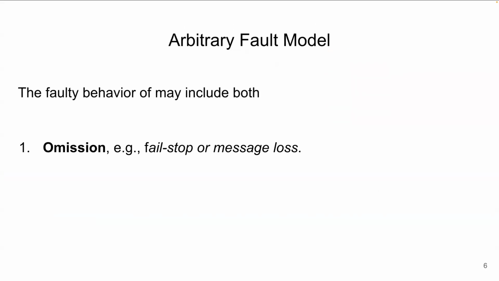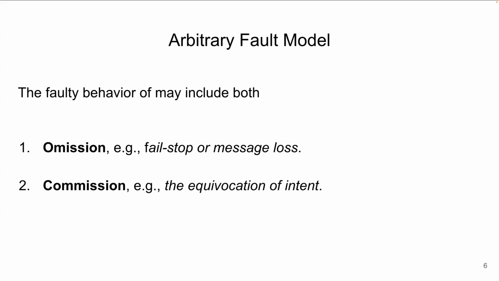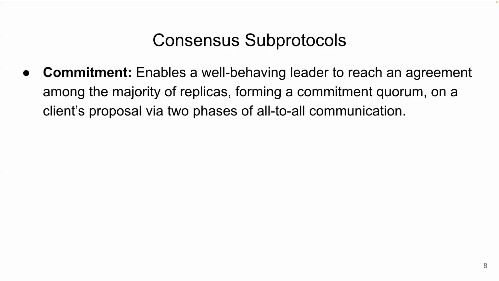All right. And then we talked about the arbitrary fault model, in which part of it could be omission, fail-stop, or message loss. But the more important one is commission, meaning equivocation of intent, or some replicas arbitrarily deciding to respond to some, not respond to others, potentially sending conflicting messages, and all the above. So that's the arbitrary fault model, which is also referred to as Byzantine. Okay. Questions?